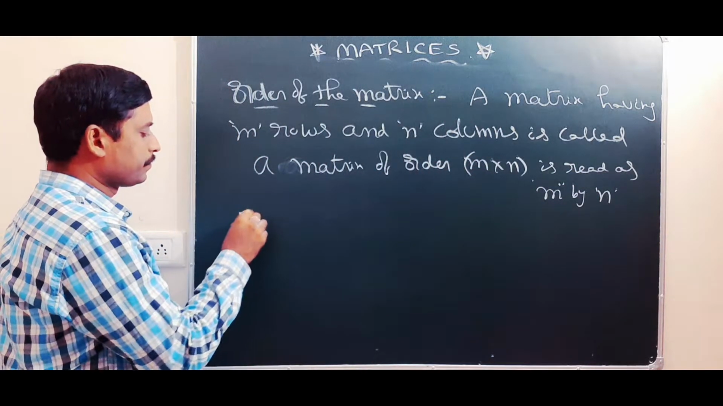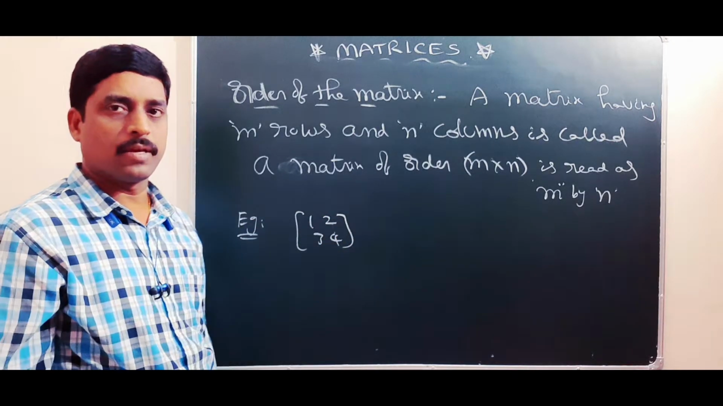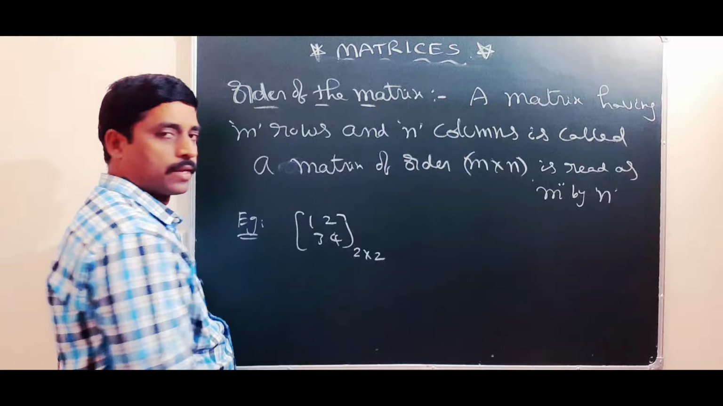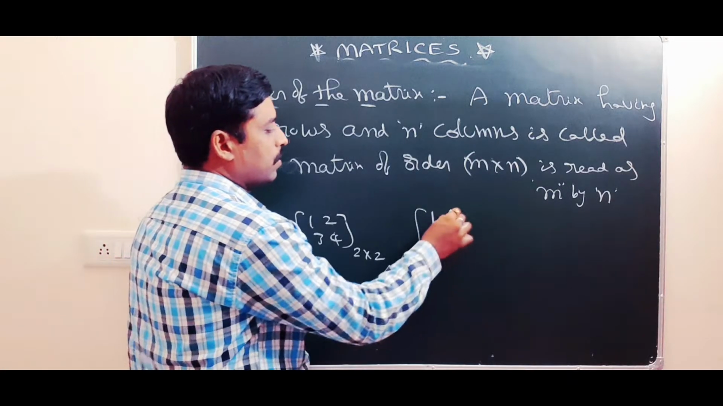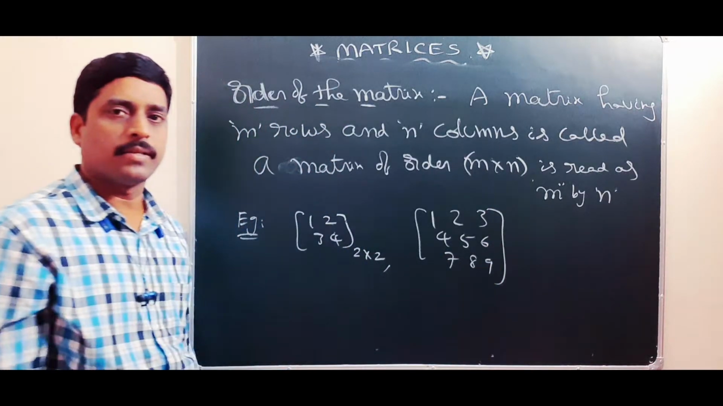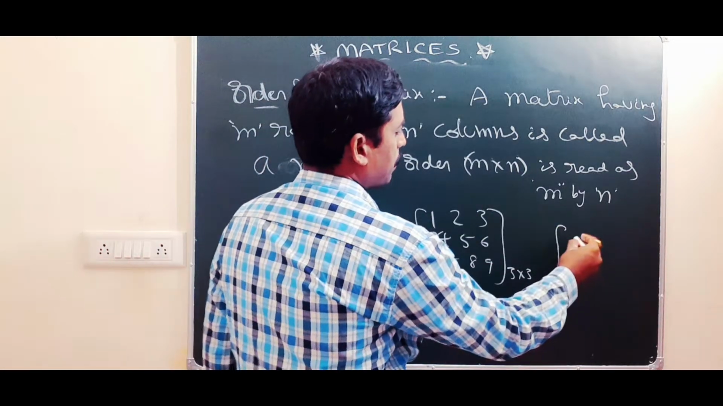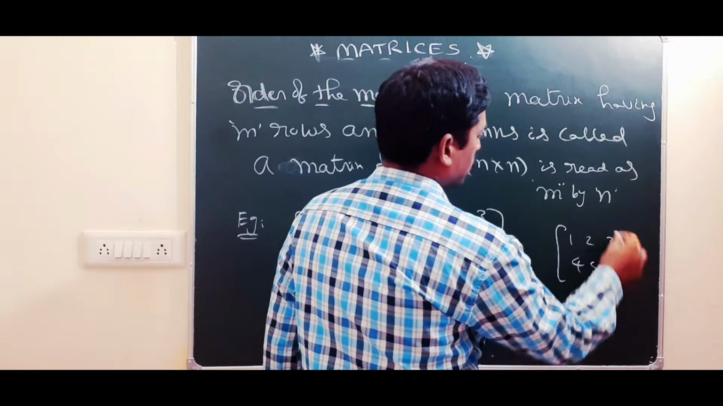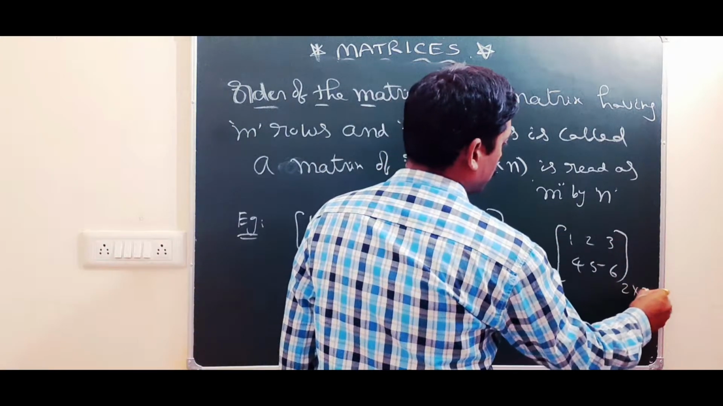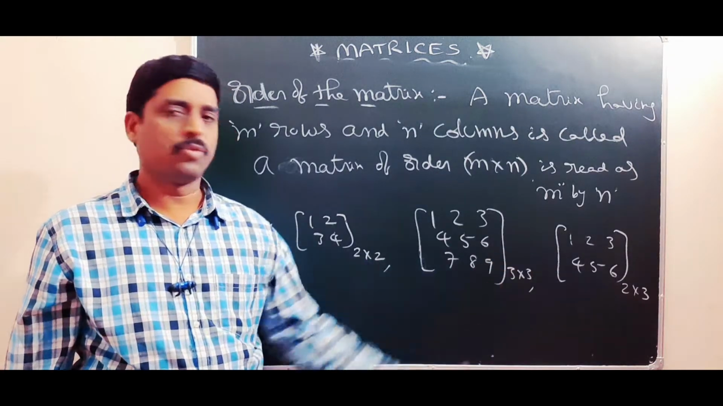I give one example. This is 1, 2, 3, 4. In this matrix, how many rows are there? This matrix has 2 rows and 2 columns. This is a 2 by 2 matrix. Next, 1 to 9: this matrix has 3 rows and 3 columns. This is a 3 by 3 matrix. Next, 1, 2, 3, 4, 5, 6: this matrix has 2 rows and 3 columns. Its order is 2 by 3.